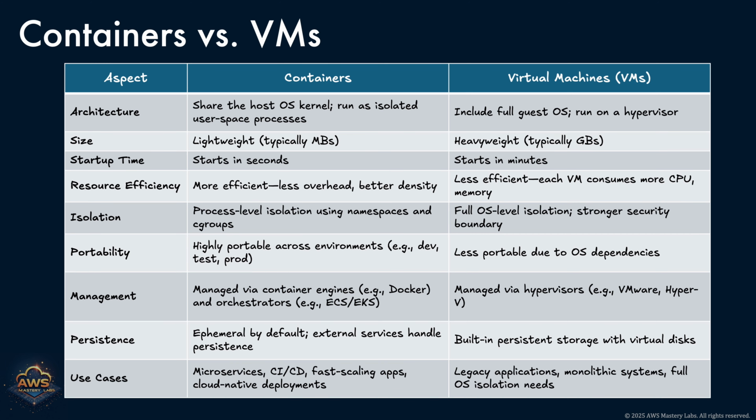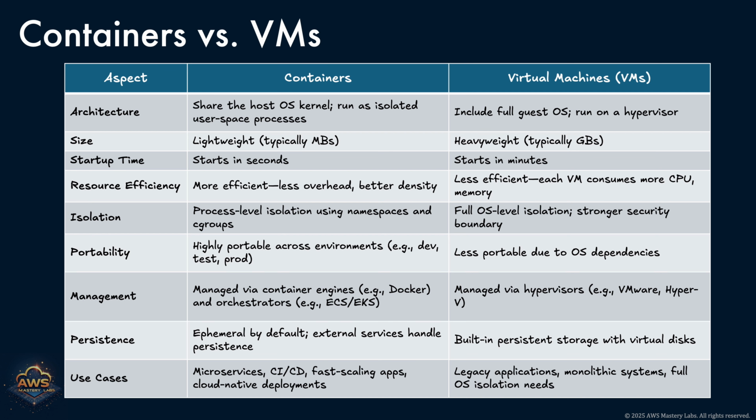To really understand the power of containers, it's helpful to compare them with traditional virtual machines, or VMs. Let's start with architecture. Virtual machines run on top of a hypervisor and include a full guest operating system, along with virtualized hardware. This means each VM carries its own OS image, making it relatively heavy.